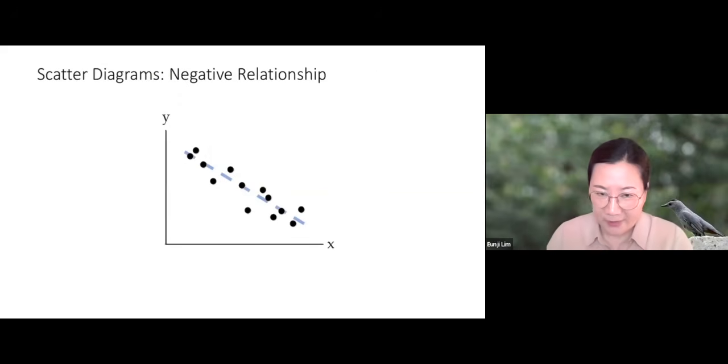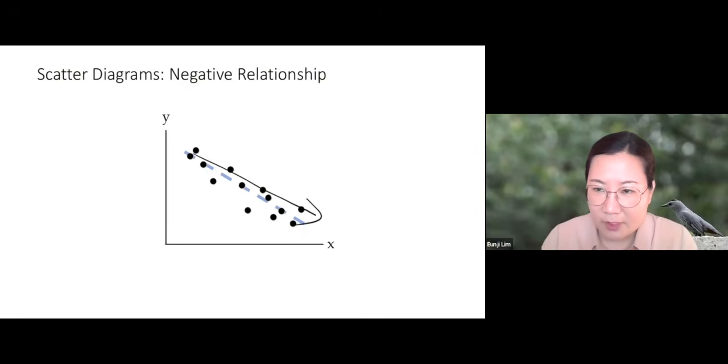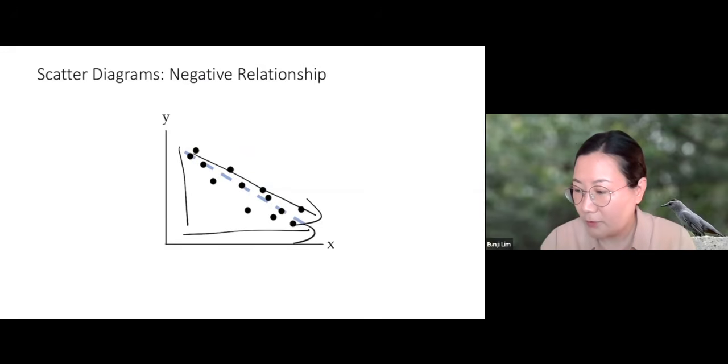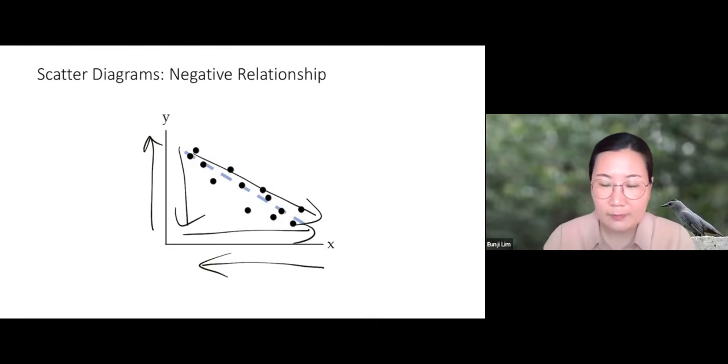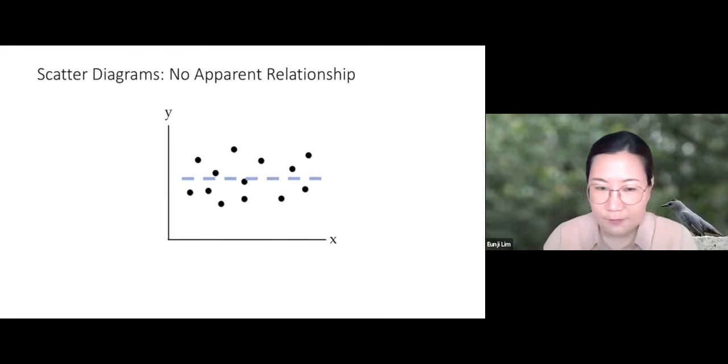Let's look at another pattern. If your scatter diagram shows this trend that's going down, there's a negative relationship between x and y. In other words, x and y move in the opposite direction. If one goes up, the other goes down. If one goes down, the other goes up.